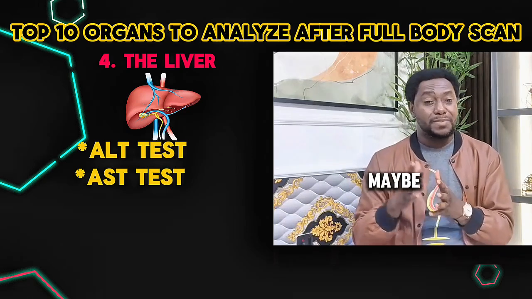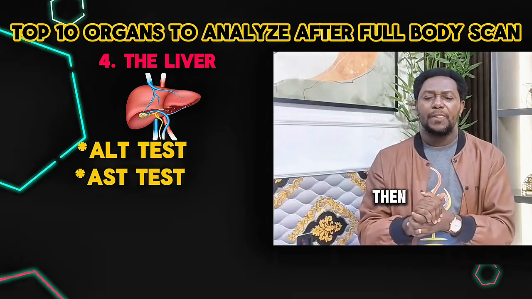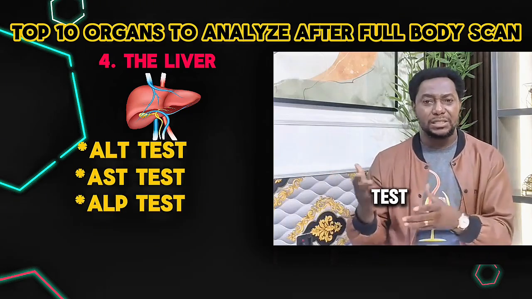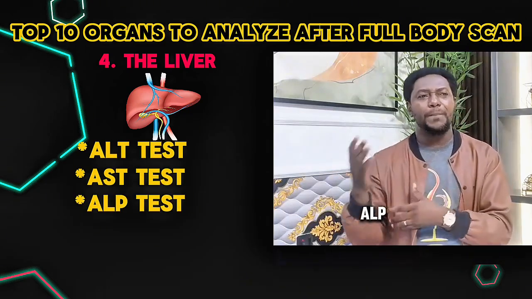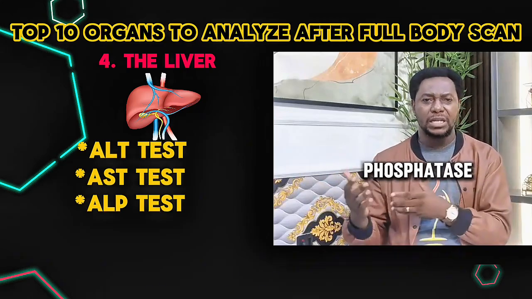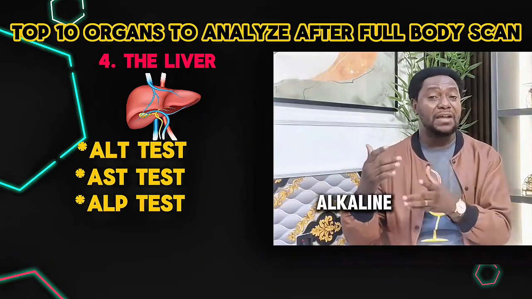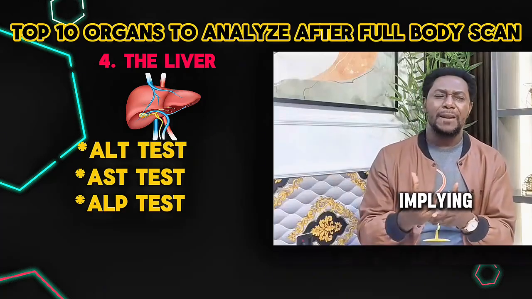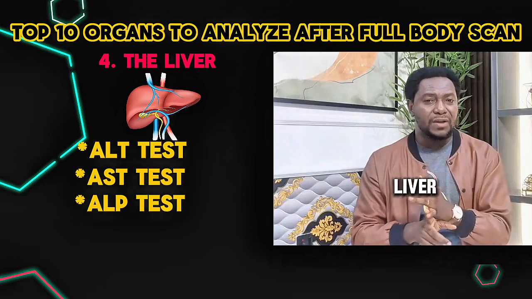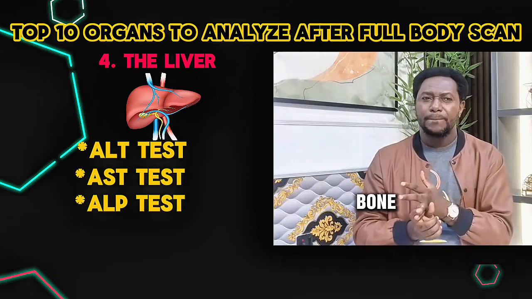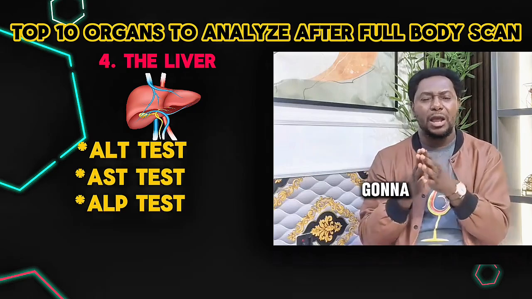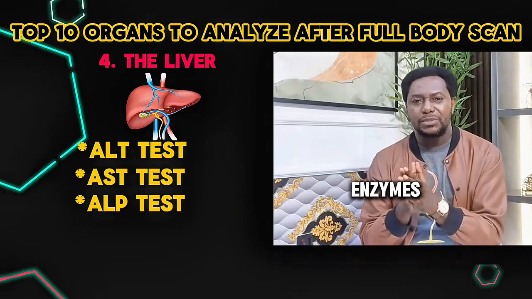All right, it may be heart disease. Then another one we run is what we call the ALP test. That's the liver function test. ALP, right? That's alkaline phosphatase. When there are elevated levels of alkaline phosphatase, it's implying that there is either damage to the liver or damage to the bone. Those are key organs where you're going to find ALP enzymes, right?